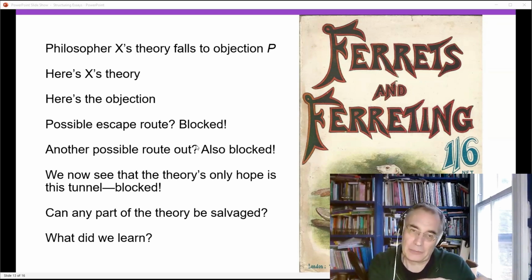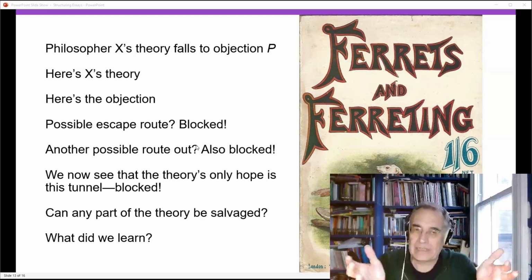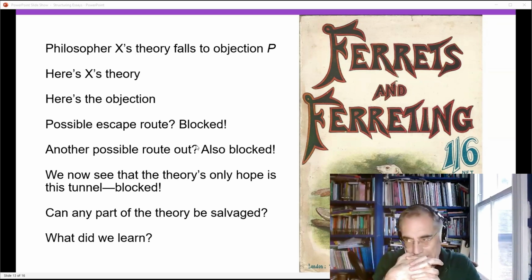Well, what about some other possible route? If you're an ingenious defender of philosopher X's theory, or if X was here today, what would they say in reply to objection P, right? You have to ask that question. If some great dead philosopher, if you're having a go at their theory, what would they say if they were here today? Well, they might try and escape like this, but no, because I've already thought of that and filled in that tunnel. So you do enough of that, and that will hopefully show that there's no escape, that your objection really is fatal.